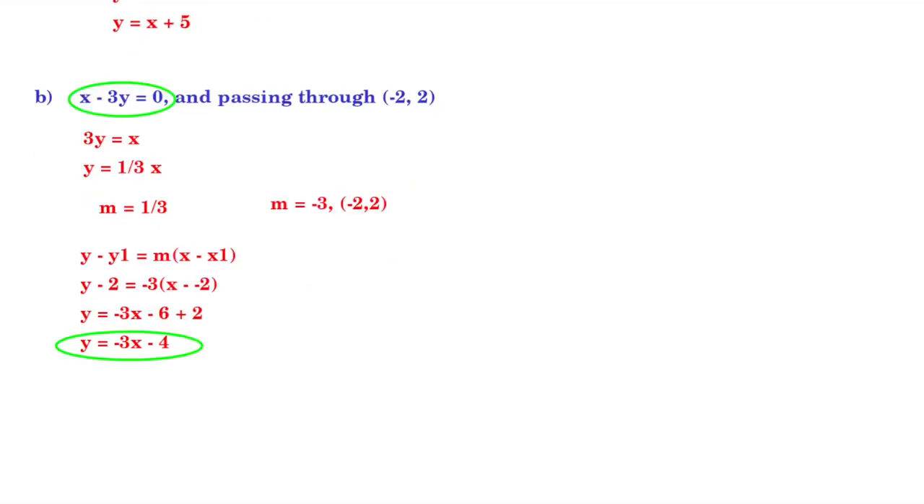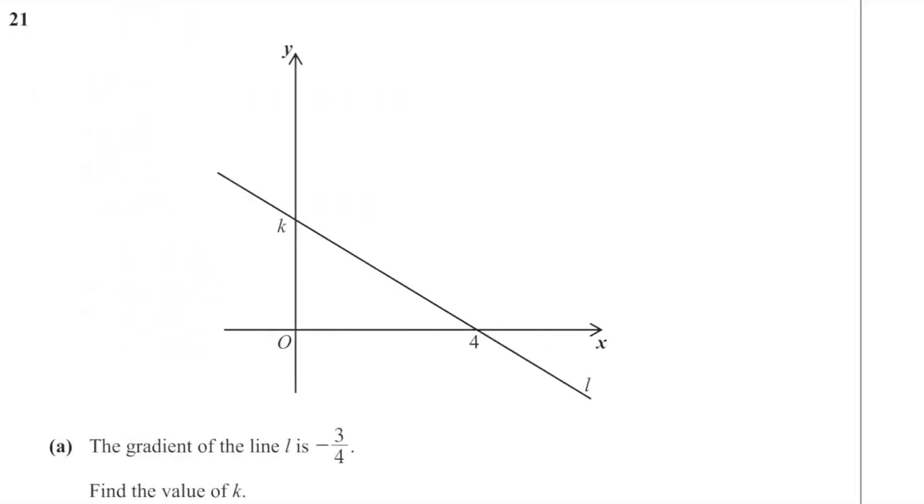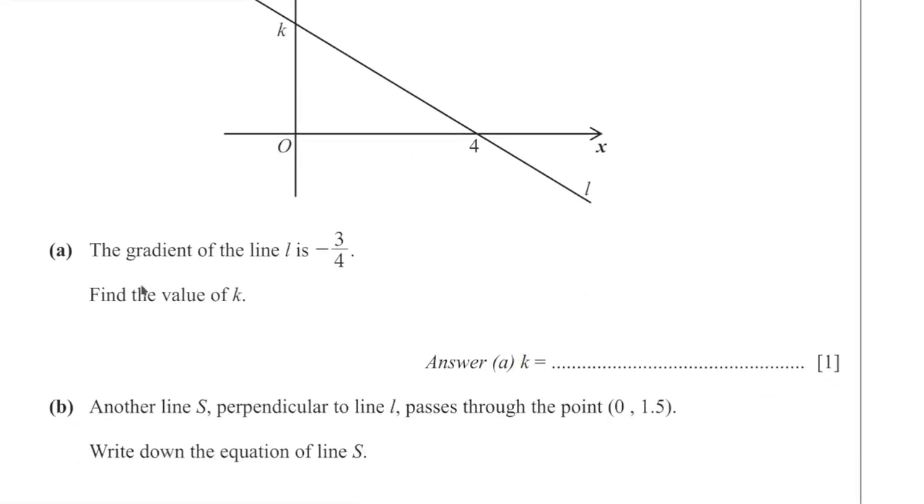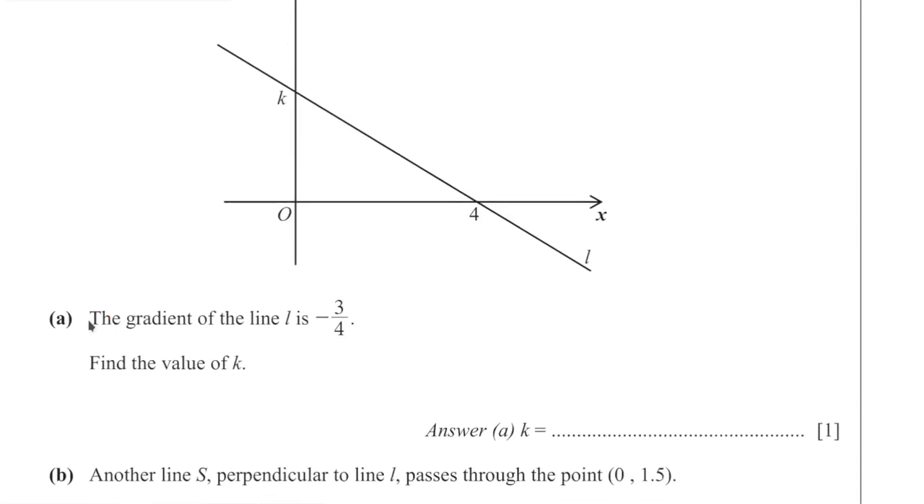Let's go to an examination question to try to apply our knowledge. Now this was the 2023 final examination paper 3. This is the kind of question we have here. Try to play around with this question. You are given this diagram. As you can see, this is your K and that's your 4. And what does this question say? It says that the gradient of L is minus 3 on 4. Find the value of K.